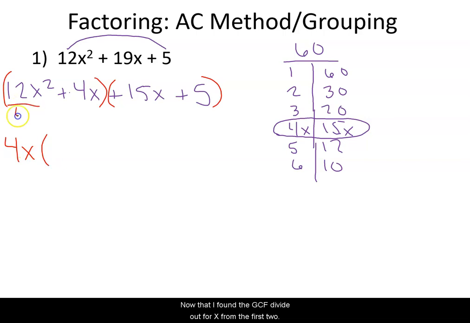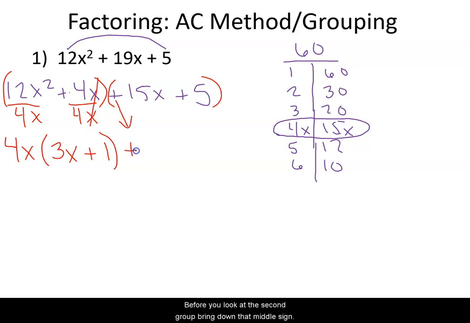Now that I found the GCF, divide out 4X from the first two. 12 divided by 4 is 3. When we're dividing with variables, we subtract the exponent. So 2 minus 1 is 1. So that first one is 3x. 4 divided by 4 is 1. And my x's, 1 minus 1 is 0. So it's just going to be 1. The x is canceled out. Before you look at the second group, bring down that middle sign.